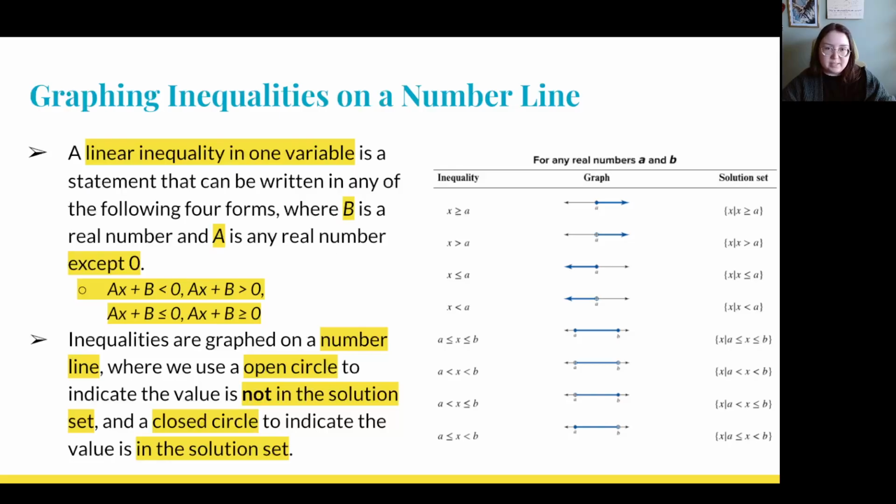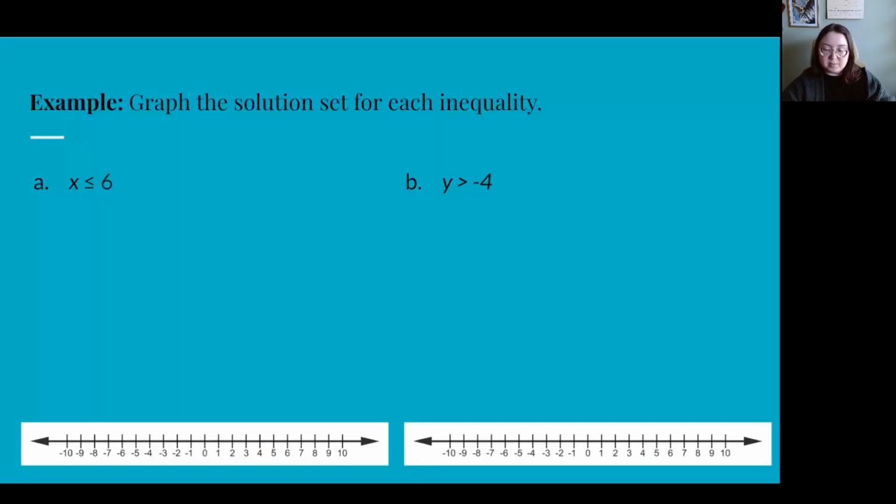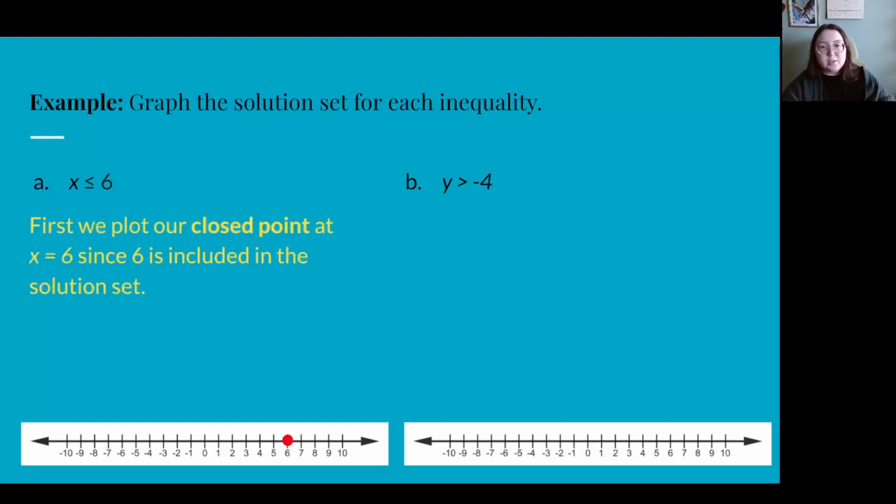So, all right, let's go ahead and do some examples together. We're going to graph the solution set for each inequality. We have x is less than or equal to 6 for A and y is greater than -4 for B. So starting with A, x is less than or equal to 6. First we plot our closed point at x equals 6 since 6 is included in the solution set. So 6 gets a closed point. We see there on our number line, a closed point appeared at 6.